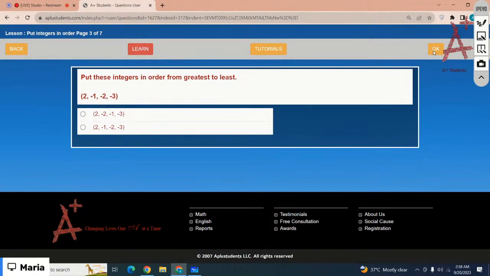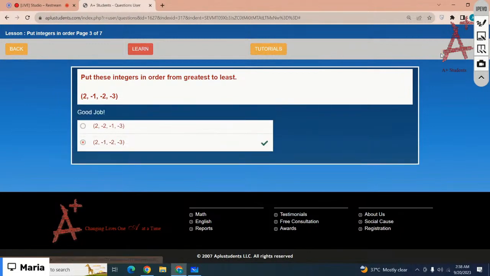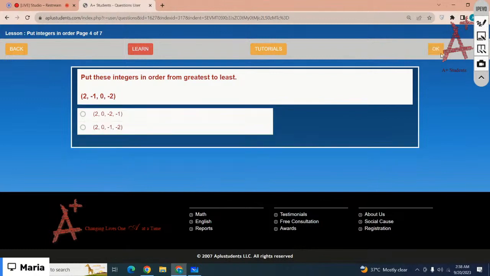Yes, the second one is the correct option. Very good. 2, -1, -2, and -3. That would be the correct option.